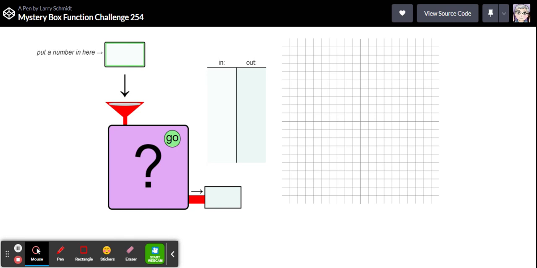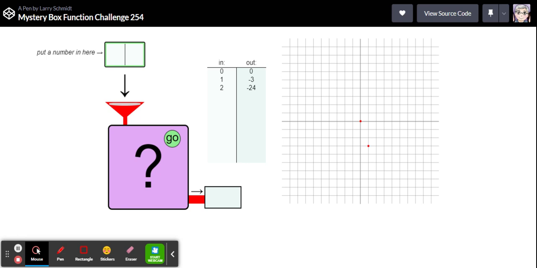All right, let's start with a 0. Okay, so 0 gives us 0. How about a 1? Got -3 there. How about a 2? Oh, -24. So we've got a curve here.